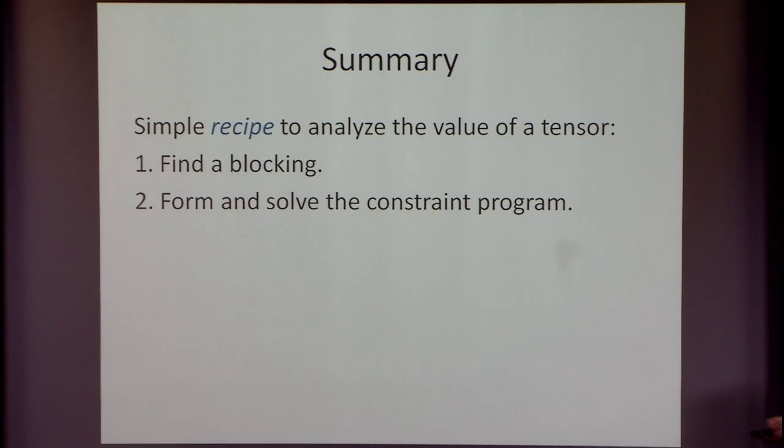In summary, we have a simple recipe to get lower bounds on the value of any tensor. You find some blocking, you form and solve a constraint program which is given by the theorem, and you get something. Hopefully, for some new tensor, you'll get a better bound on omega.